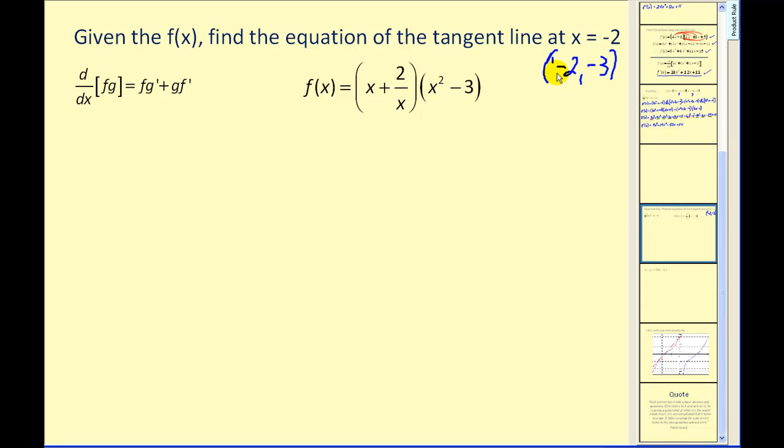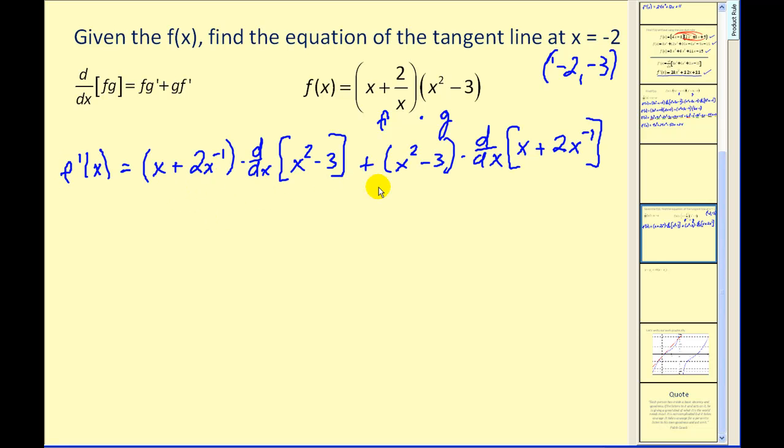Now in order to find the equation of a line, we have to find the slope of the tangent line. In order to find the slope of the tangent line, we have to find the derivative of this function. So let's go ahead and do that. We're going to have to use our product rule. There's our first function, there's our second function. Let's write out the product rule and then we'll find the derivative. Okay, so I've applied the product rule.